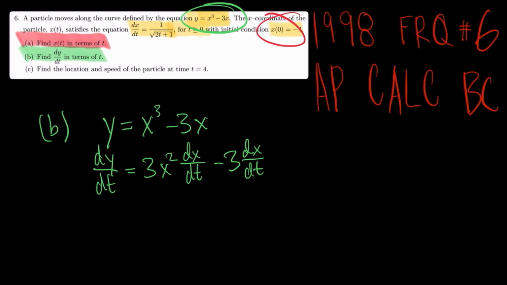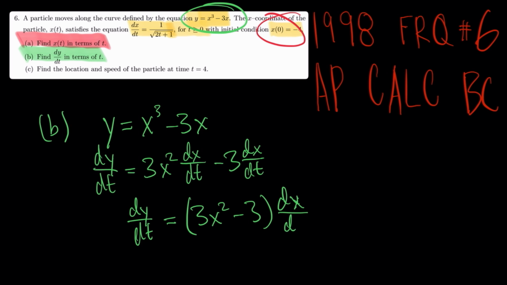Because if we are taking the derivative of x with respect to time, and x is a function of time, then we will have the derivative of the outer function with respect to the inner function, so that would be this derivative, times the derivative of the inner function with respect to t, which is this. I can now factor out dx/dt, and we will have dy/dt equals 3x squared minus 3 times dx/dt.